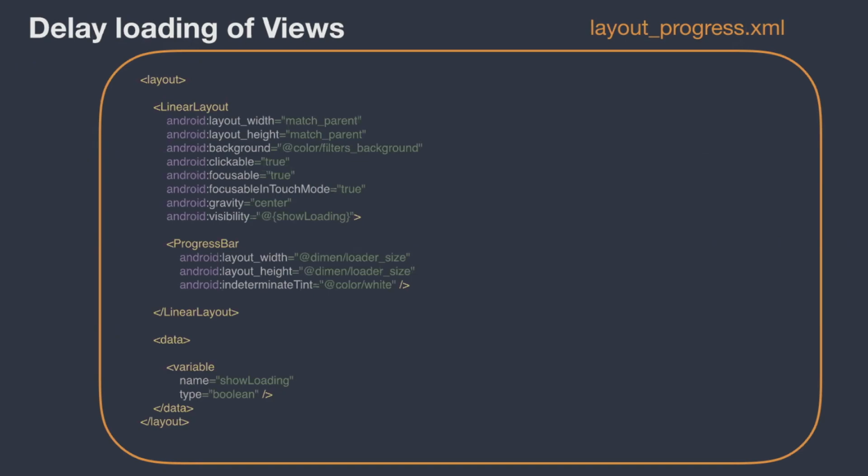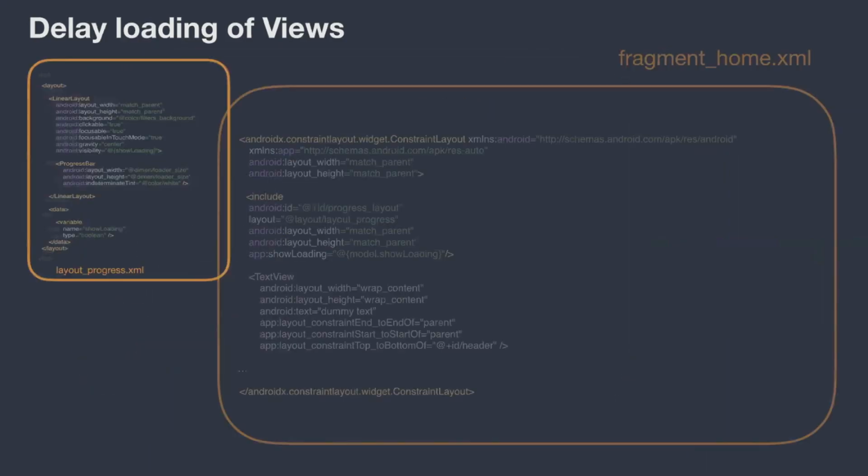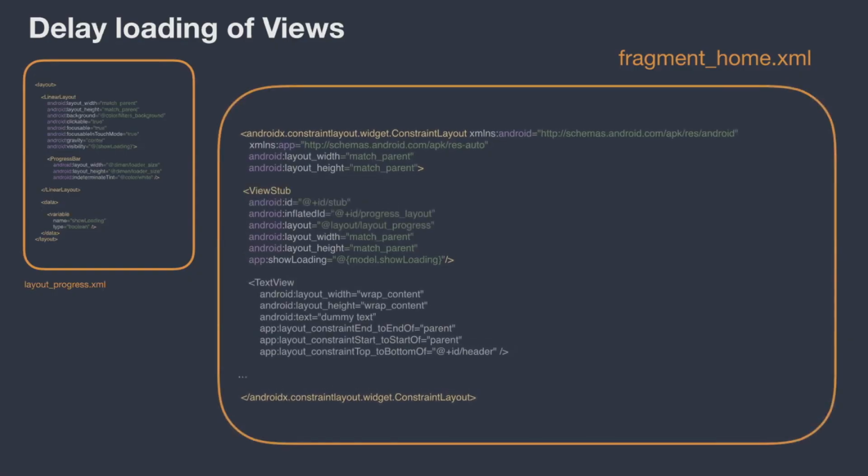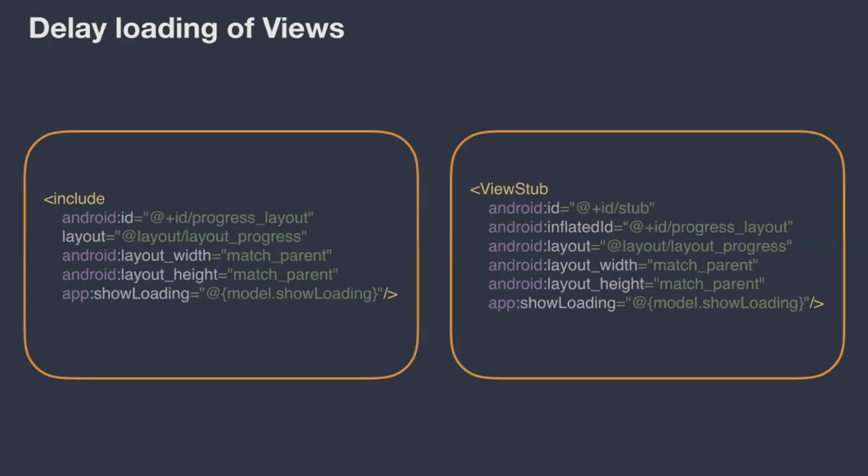So here is just a very simple layout, progress, which is using a linear layout and then a progress bar. So what we usually do is we have a data binding variable, show loading, and we toggle this visibility using this boolean. So this is how we usually include it in our fragment, with the include tag. Then what happens if we replace it with a view stub? So instead of using the include tag, if we just use a view stub, nothing much. This is the only piece of code that I changed.